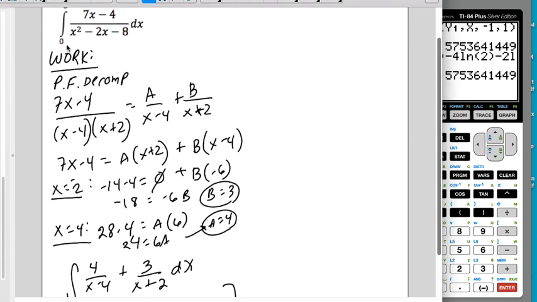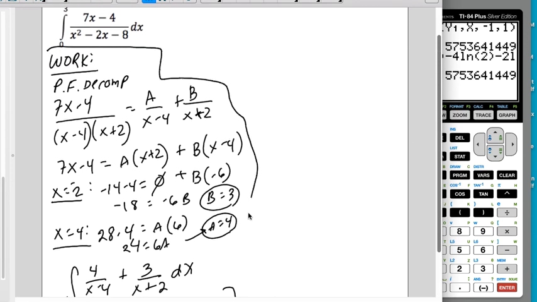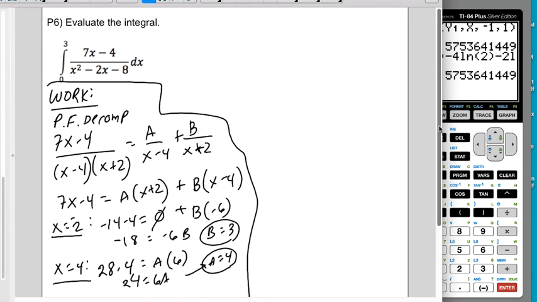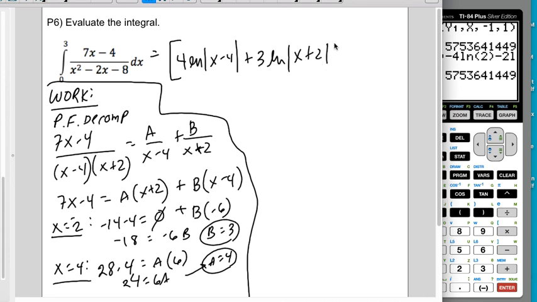So let's go ahead and, all right. So we just found that this is going to be 4 natural log of x minus 4 inside the absolute value, right? Plus 3 natural log of an x plus 2 inside the absolute value, right? And we're evaluating from 0 to 3. So when we plug in the 3, we're going to get 4 natural log of -1, but that's a 1 because it's in an absolute value, plus 3 natural log of 5 minus, that was when we plug in 3.